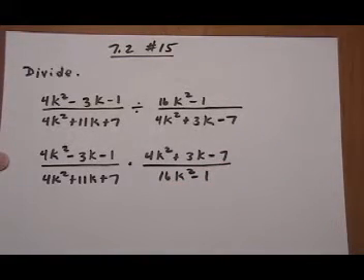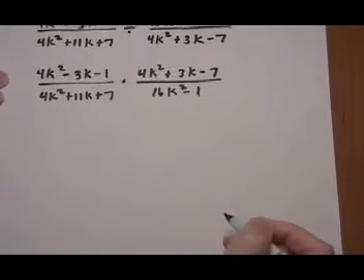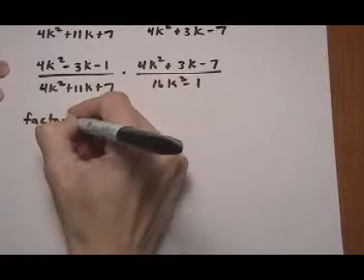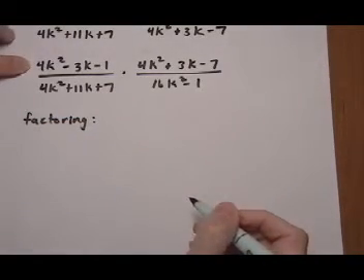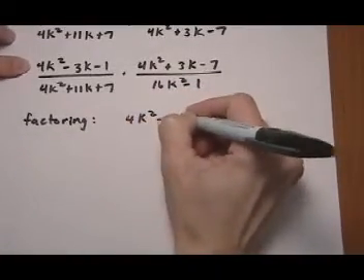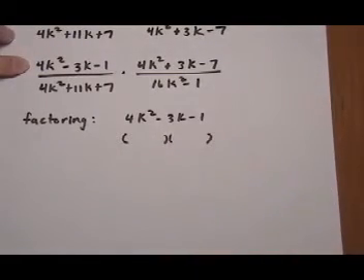Okay, once we turn it to multiply and flip, the next thing we're going to do is factor. So we have a whole bunch of factoring to do here. So let's take them one at a time. First, we'll take the 4k² − 3k − 1. It's a trinomial, so we're going to look at binomial factoring.